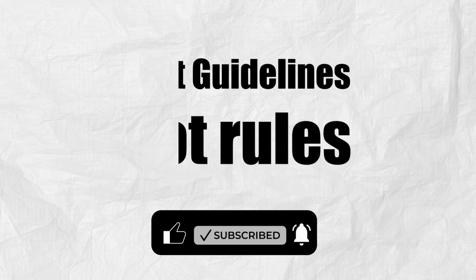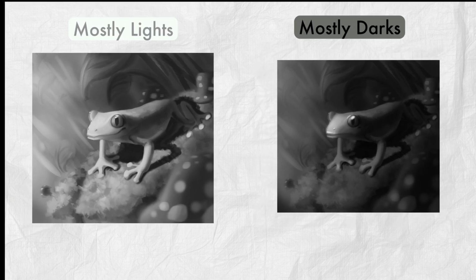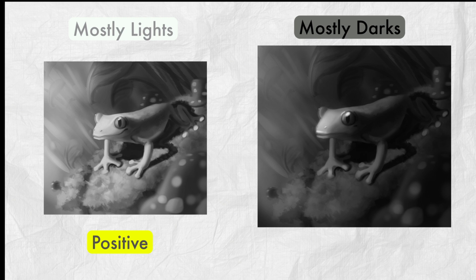To further drive home the importance of values, let's look at this color design I did and turn it to grayscale. Even without the colors, it looks bright and luminous. Now let's take the same painting and completely darken the values. Even though the subject hasn't changed, it feels so much more ominous and scary. But there's something else at play here. Yes, this is mostly lights and this is mostly darks. So this one feels positive and this one negative.